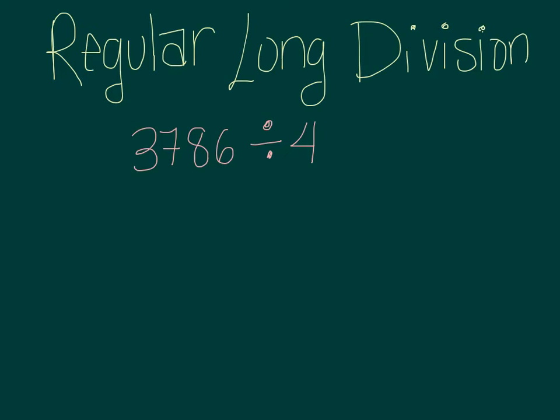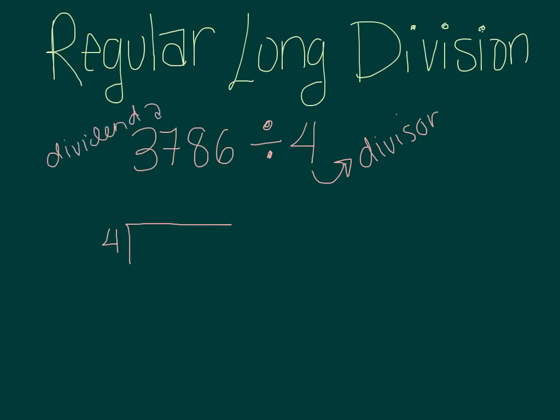Here we're going to divide 3,786 by 4. What we're dividing by is called the divisor. And when we set up our long division, the divisor goes outside the little house. And then what is being divided is called the dividend, and that goes inside the house, 3,786. And our answer is going to appear up at the top, and that's going to be called the quotient.